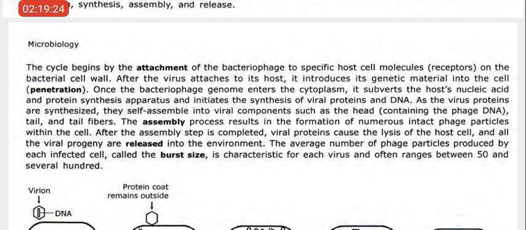As the viral proteins are synthesized, they self-assemble into viral components such as the head containing the phage DNA, tail, and tail fibers. The assembly process results in the formation of numerous intact phage particles within the cell. After the assembly step is completed, viral proteins cause the lysis of the host cell and all the viral progeny are released into the environment. The average number of phage particles produced by each infected cell, called the burst size, is characteristic for the virus and often ranges between 50 and several hundred.